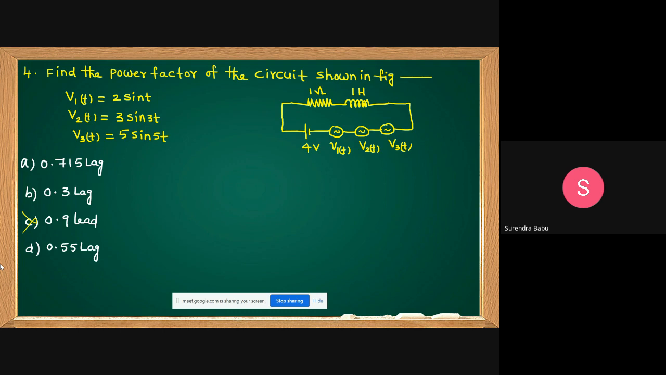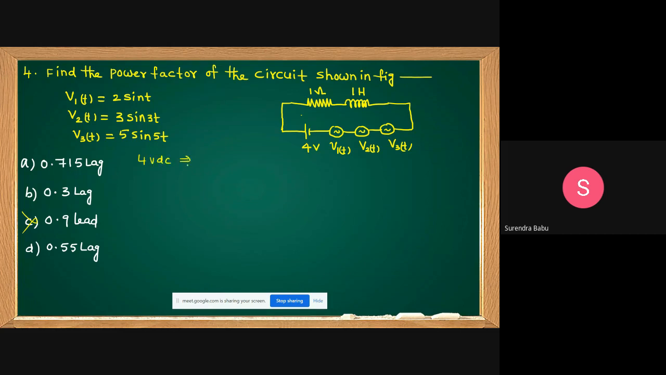How to find this power factor? Can anybody say? The source is similar to 2 sine t, 3 sine 3t, 5 sine t. You apply this one, V1 of t, with 1 ohm and 1 Henry. First I am explaining for the 4 volt DC. First I want to find the total current in the circuit, students. First 4 volt DC is applied.